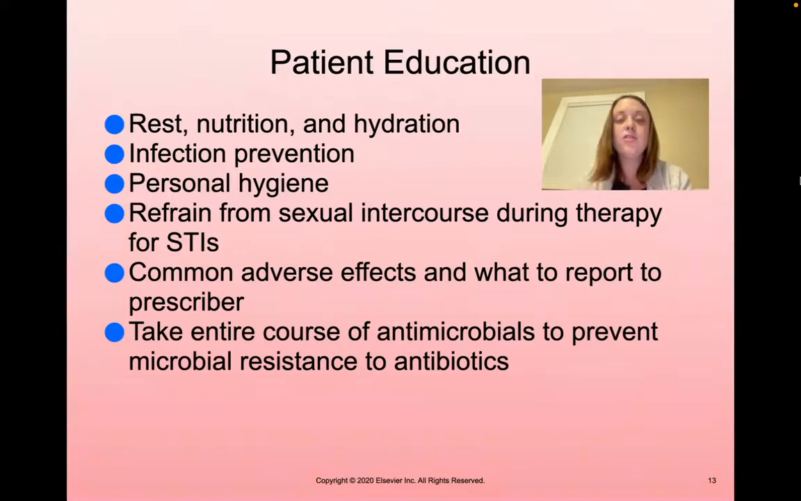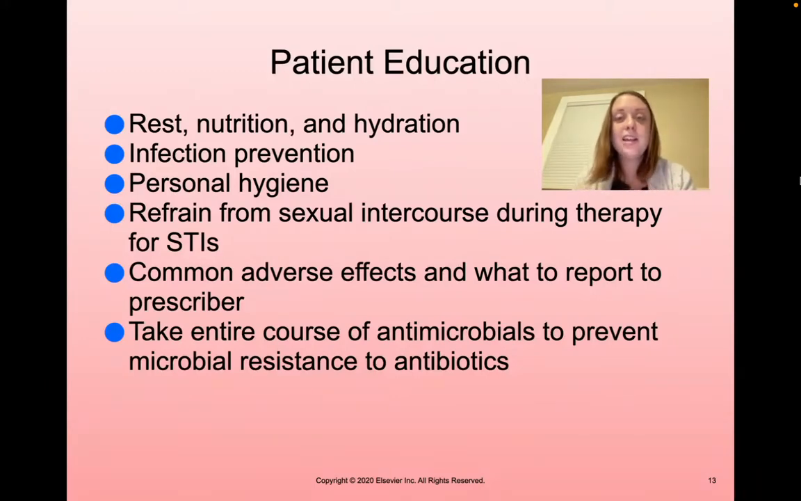And finally, it's super, super important that patients understand that they need to take the whole course of the drug in order to prevent microbial resistance to the antibiotics from building up. A lot of times, patients will want to start an antibiotic, but then stop it once they feel better, and they won't finish taking it for the whole 10 days or however long it was prescribed.